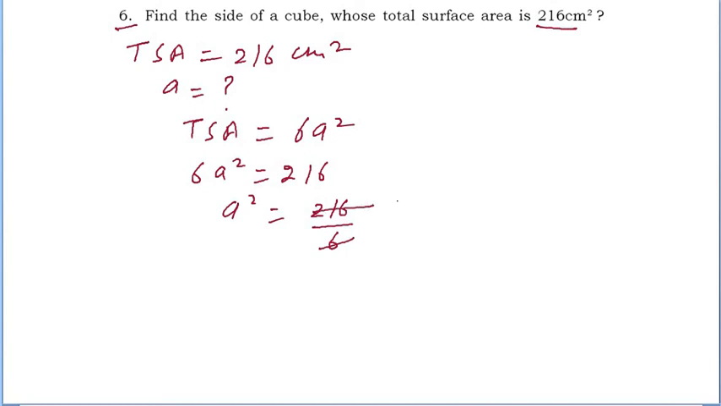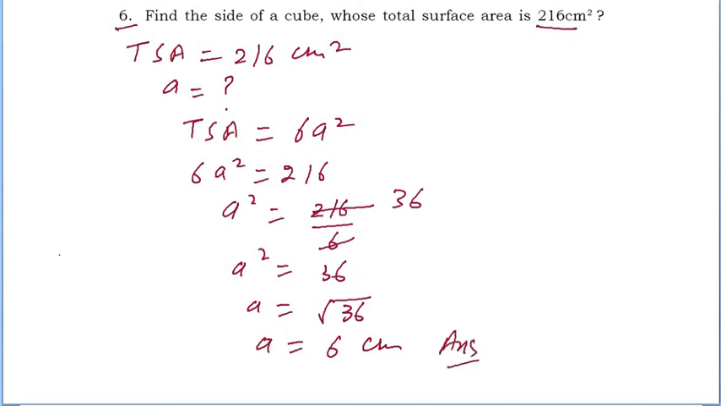6 1 is 6, 3 is 18. So 3 and 6 6 is 36. So A square will be 36. A will be under root of 36, and under root of 36 is 6. And it is 6 centimeters. So your side is 6 centimeters and that is your answer.